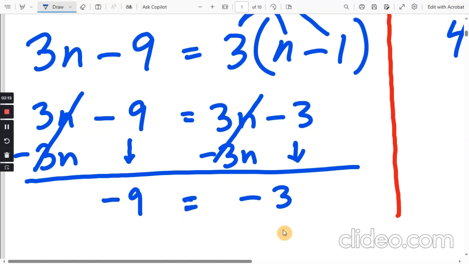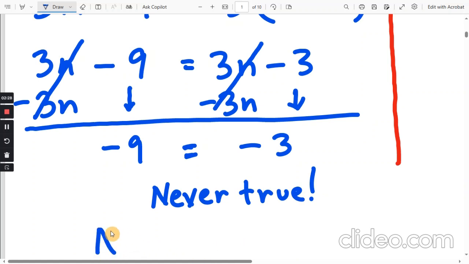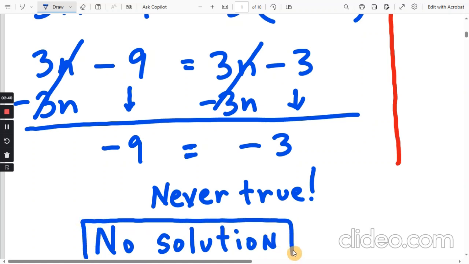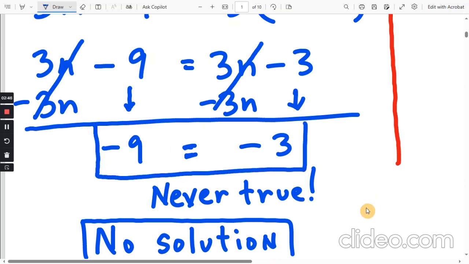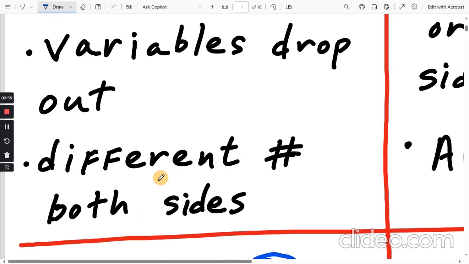Now, can negative 9 equal negative 3? No, this is never true. All right, this scenario right here is never true. So the answer is just no solution. All right, you can't solve this. You can't solve this for the variable, so that's it. So it's basically like we said in the notes. The variables drop out and you end up with a different number on both sides.